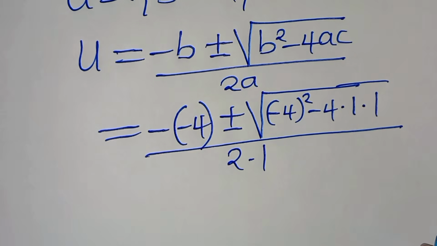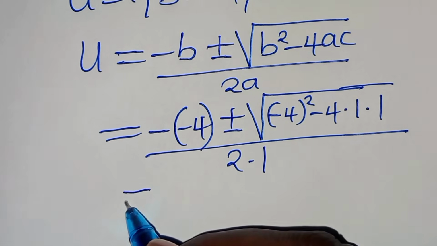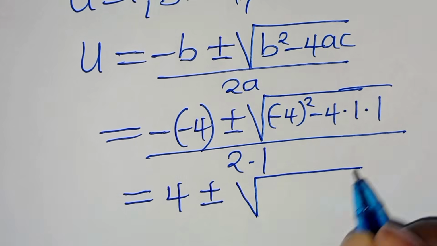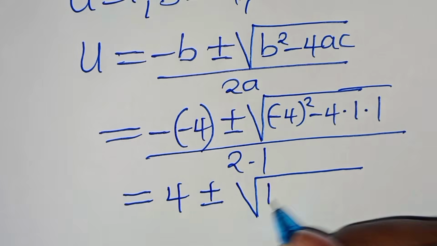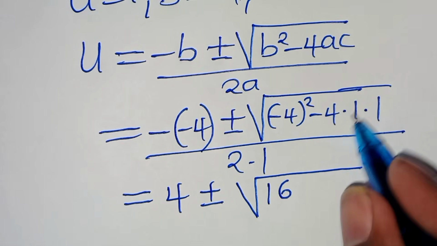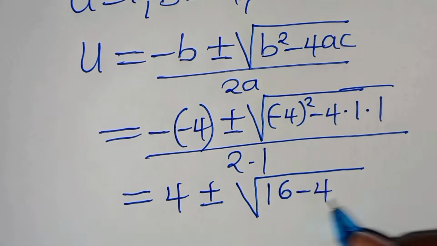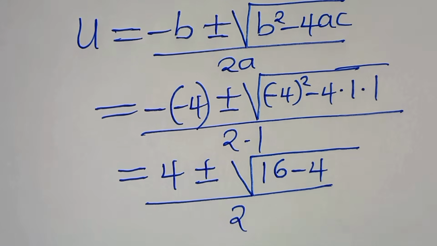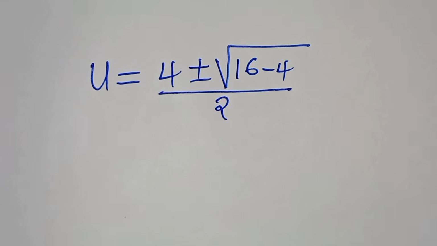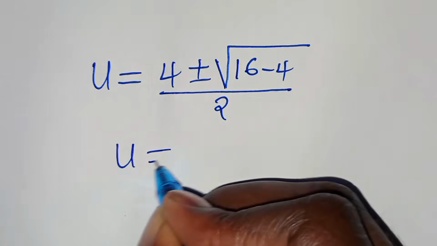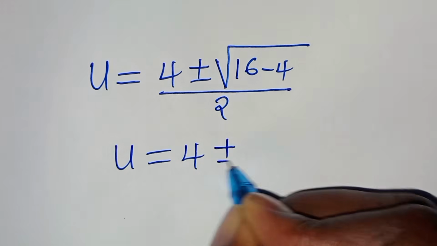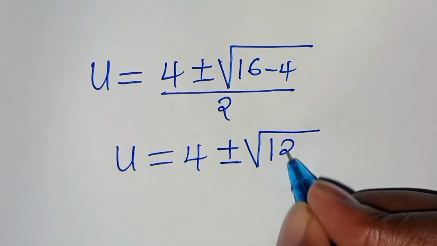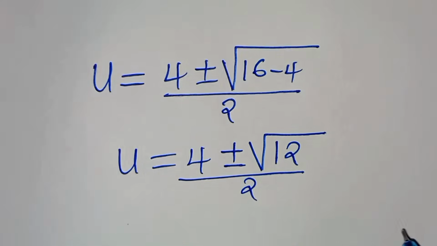So this is to mean that we have negative times -4. This is equal to 4 plus or minus the square root of -4 squared. This is equal to 16 minus 4 times 1, divided by 2. Now we have that u is equal to 4 plus or minus the square root of 16 minus 4. This is 12 divided by 2.